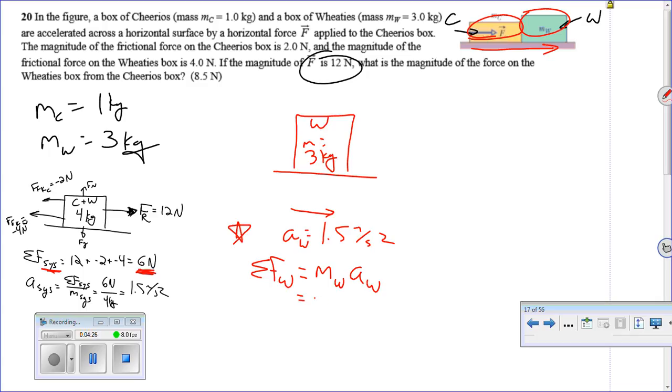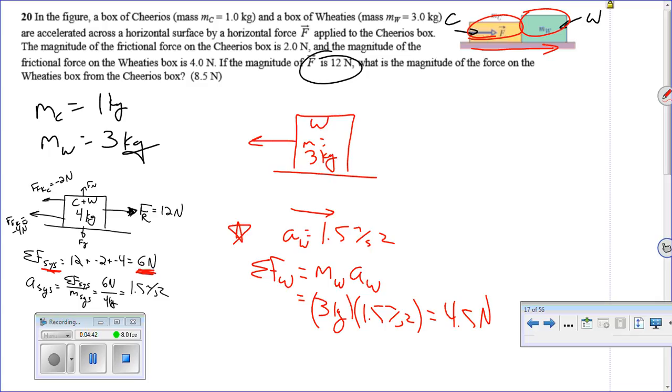So the mass of the Wheaties box is 3 kilograms. Acceleration of the Wheaties box is 1.5 meters per second squared. Multiply this out and you get 4.5 newtons. So that's the net force on the Wheaties box. So now we've got to identify what forces are acting on the box.